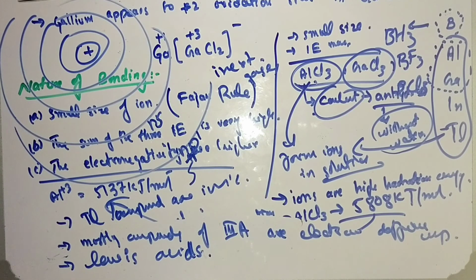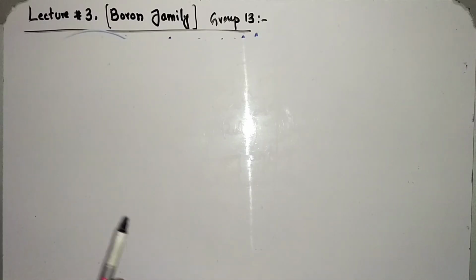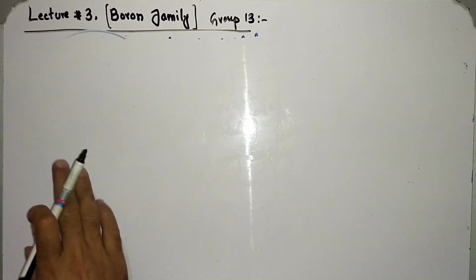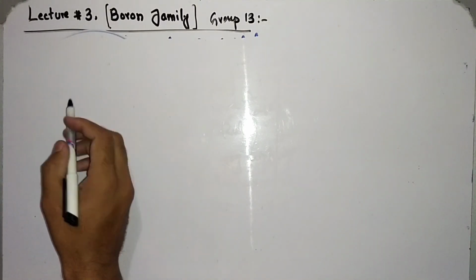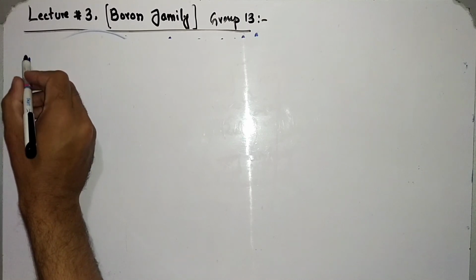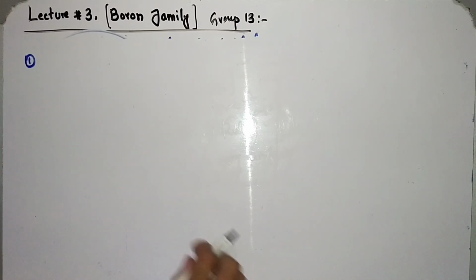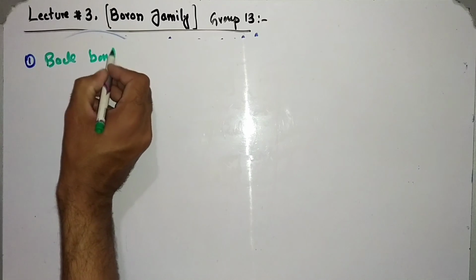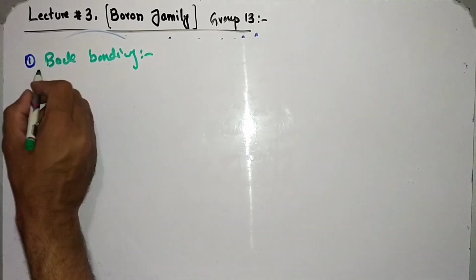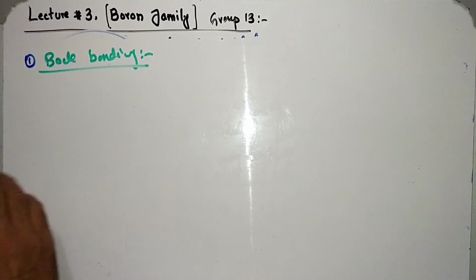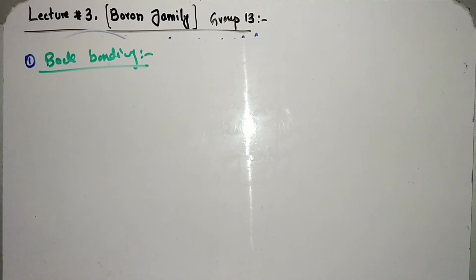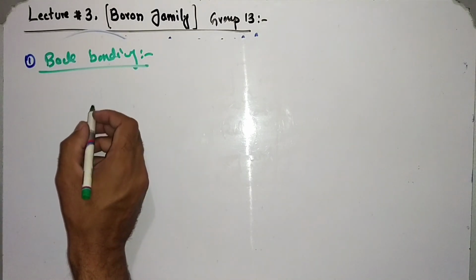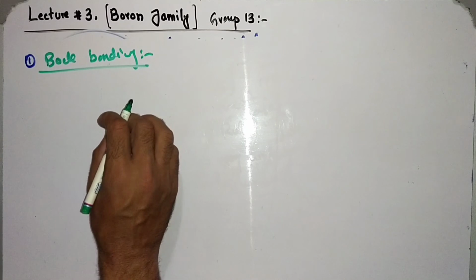Okay, thank you. So the electron deficient compounds remove their electron deficiency in the following ways. Number one is back bonding. Due to back bonding, these deficient compounds can remove their electron deficiency. What is back bonding? Back bonding will be like this.